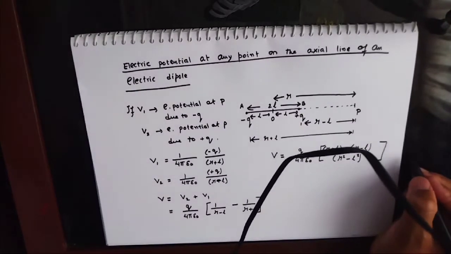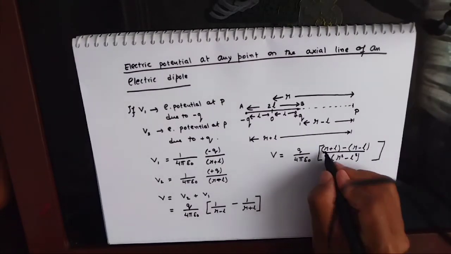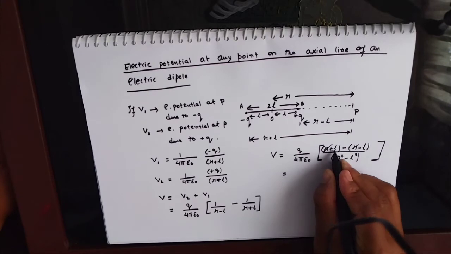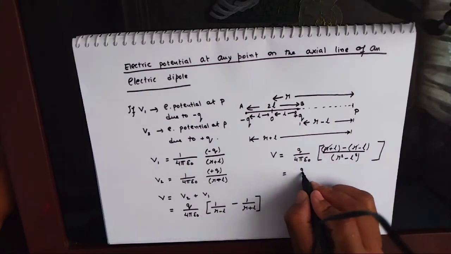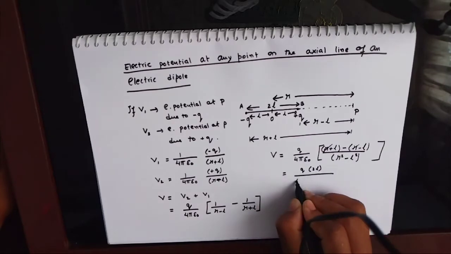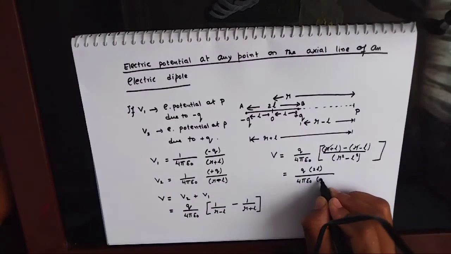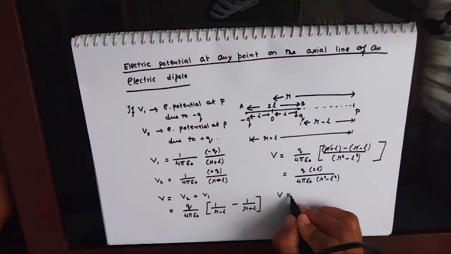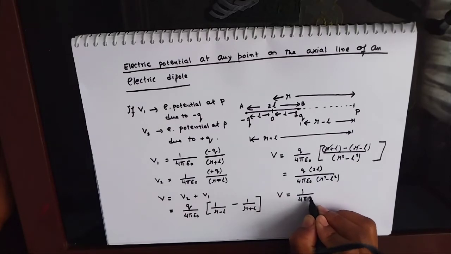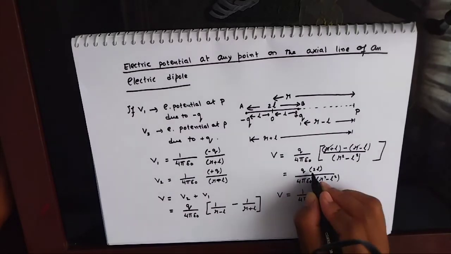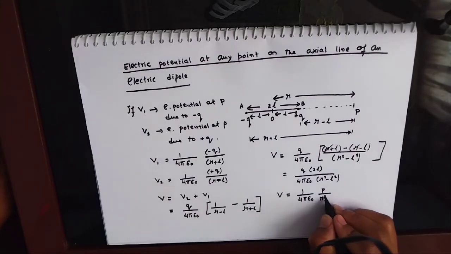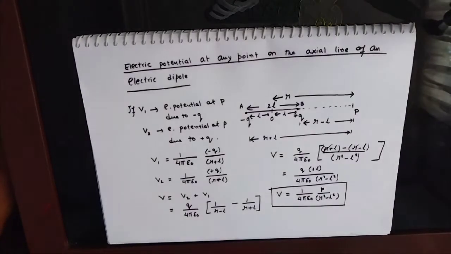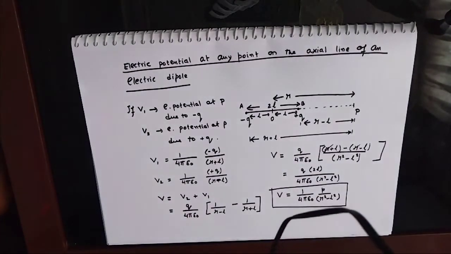Then from here, what we can write, this R and R will get cancelled. So minus minus becomes plus, L plus L becomes 2L. So Q times 2L divided by 4 pi epsilon naught, then R square minus L square. What is this Q into 2L? This one is nothing but P, the magnitude of the dipole moment. So R square minus L square. This is the net potential at P.